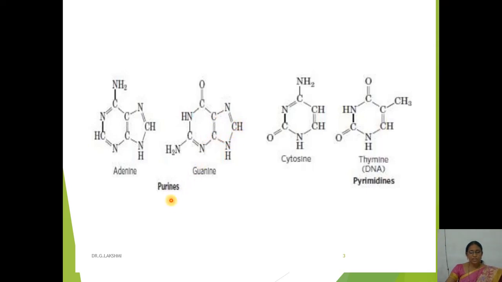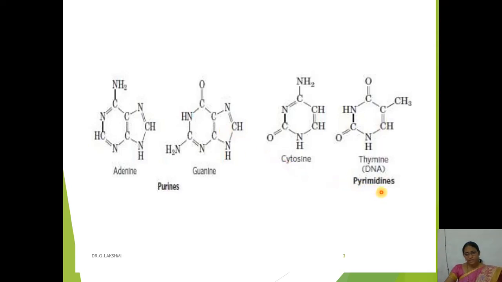So, what are the purines? Purines are adenine and guanine. They are double ring structures. One is a six-membered carbon ring, the other one is a five-membered imidazole ring.